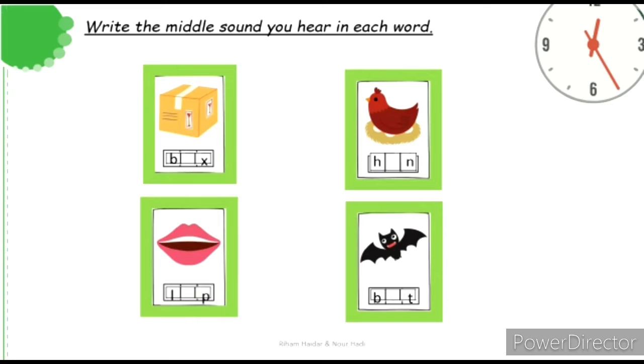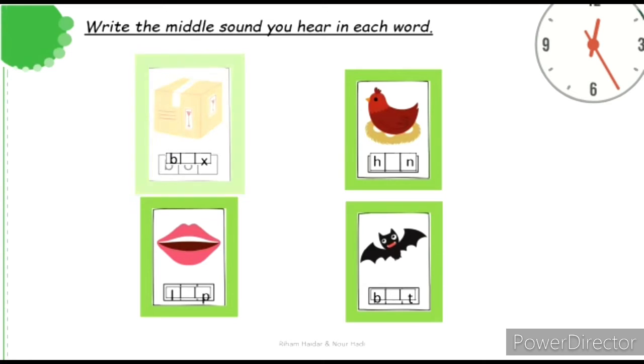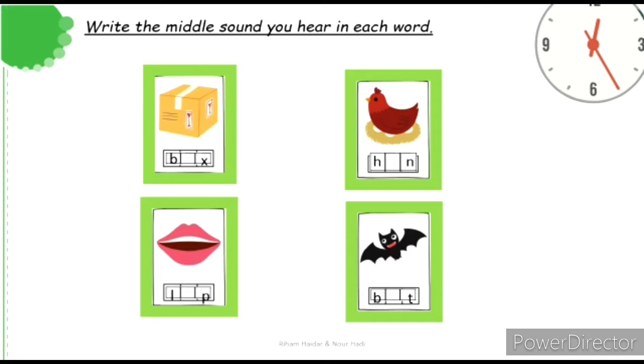Write the middle sound you hear in each word. Look at the first picture. What do we have here? Box. Box. The middle sound is, whenever you hear the sound o, you have to write the letter O. Very good. Box. The second picture is hen. So the middle sound is, who can guess? Hen. E.